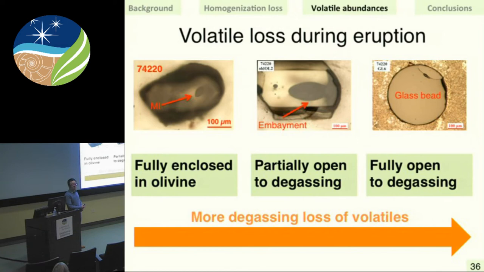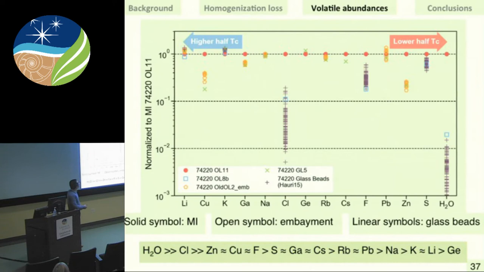So in 74220, we had the opportunity to measure volatile and moderately volatile element abundances in three different types of samples. The first one is the melt inclusion. Melt inclusions are surrounded by olivine crystal walls, so they're not affected much by degassing during eruption. The embayments are similar to melt inclusions, but they're partially open to the exterior, so they could have been affected by degassing. And the glass beads are just droplets of magma during eruption, so they are open to extensive degassing during magma eruption.